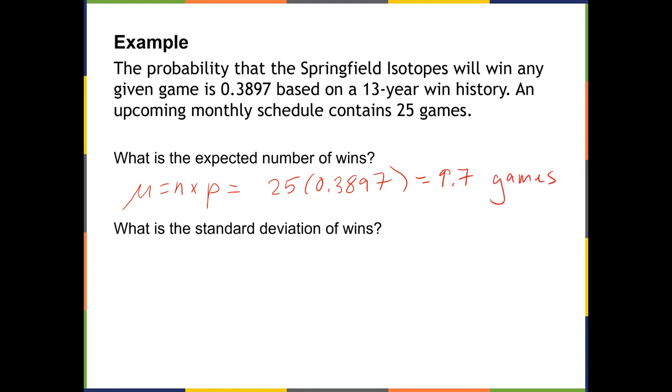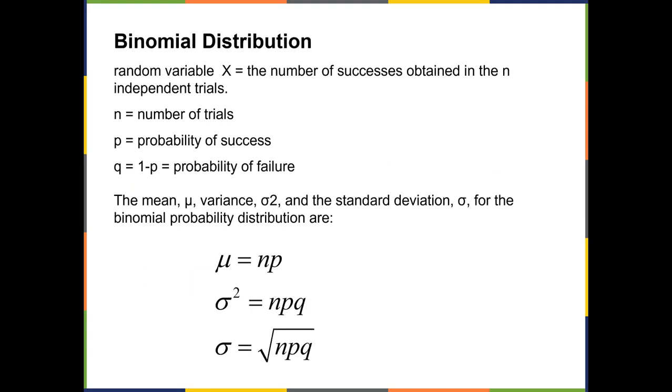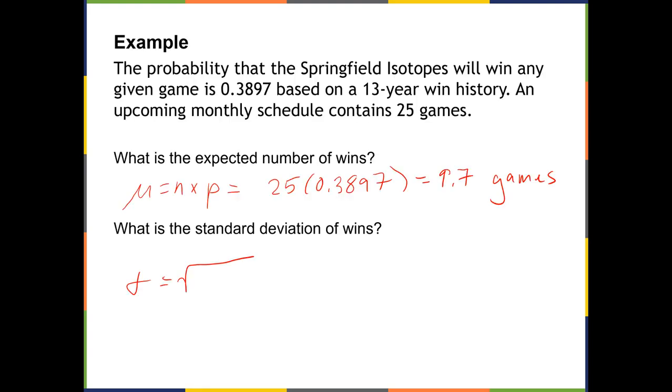And what is the standard deviation of the number of wins? That's going to be sigma, and that's equal to the square root. Remember our formula right here. Sigma equals the square root of npq. n times p times q. So that's the square root of 25 times 0.3897 times 1 minus 0.3897, which is 0.6103.